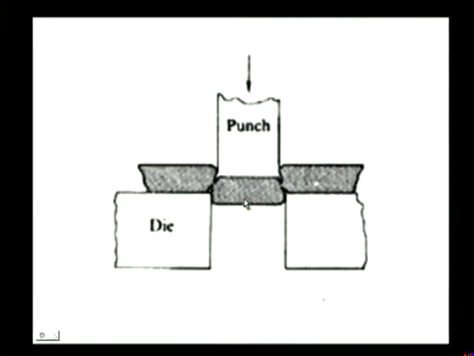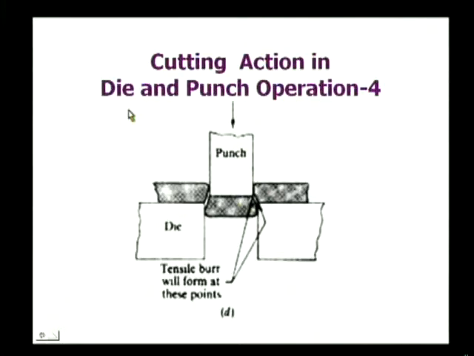And here the next step, that is, at the end a tensile bar may be formed at these two points. Of course, this is to be finished at a later stage. In fact, during this punching operation, the main reason for failure is that the shear stress induced in the material exceeds the ultimate shear stress of the material.